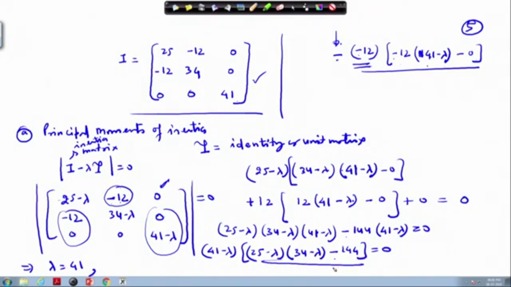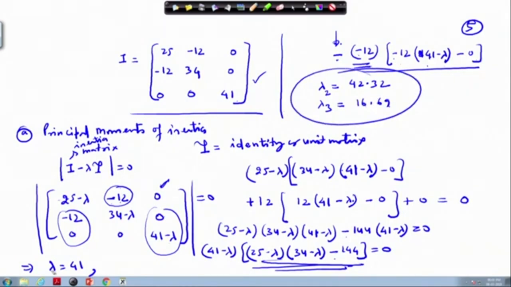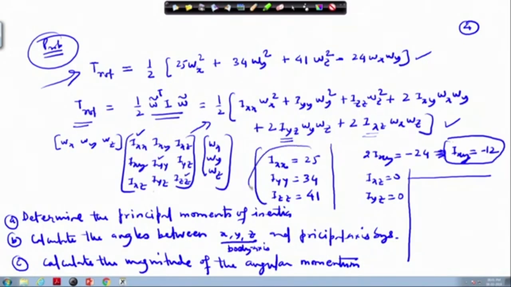By solving I have got this part once we work it out. For that, lambda turns out to be 42.32. Let us say this is lambda 2 and lambda 3 is 16.69. And this we can say is lambda 1, 41. So, these are the three principal moments of inertia. The quantities we have got earlier are not principal moments of inertia, they are just the diagonal terms here. The principal moment of inertia we take once the off diagonal terms are 0.